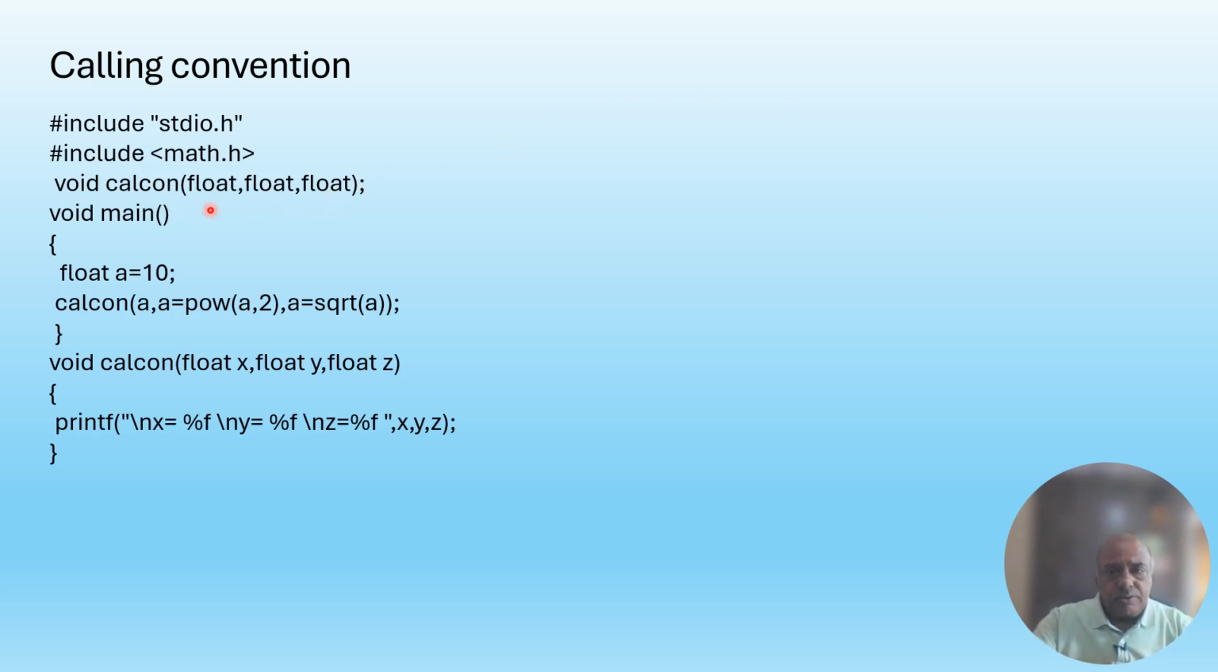A function void calcon with 3 float values as its arguments is declared. Float a is equal to 10 is the variable assigned with value 10. Then we call function calcon. In this function we have 3 arguments. One is a, another is a is equal to POW a comma 2, which gives us the value of the square of a, which will be assigned to a, and a is equal to square root of a. These are the 3 function parameters, or the 3 actual arguments which we intend to pass.